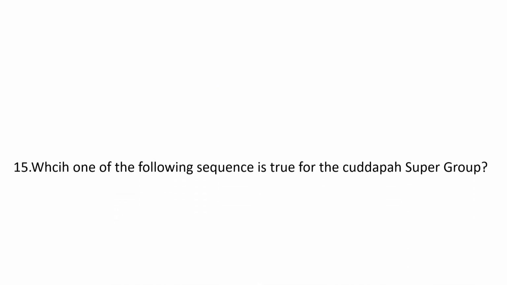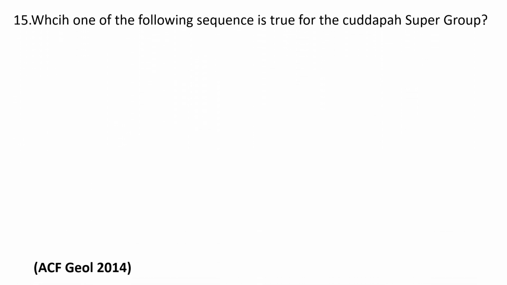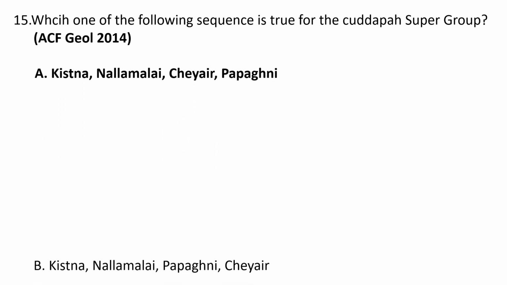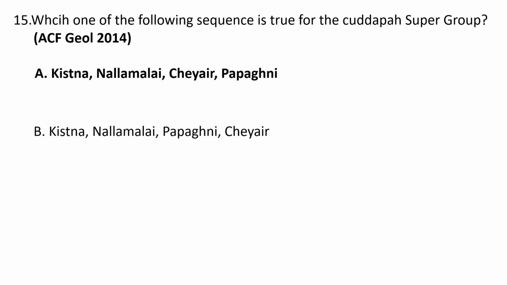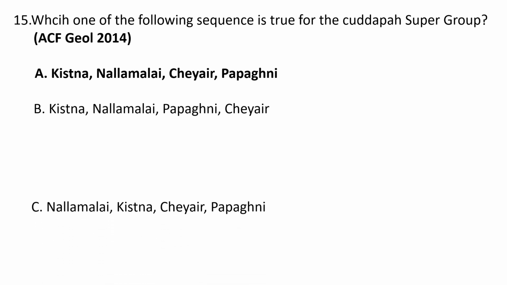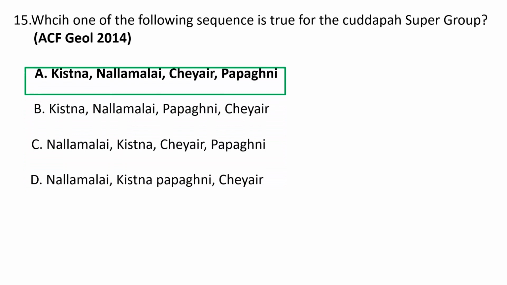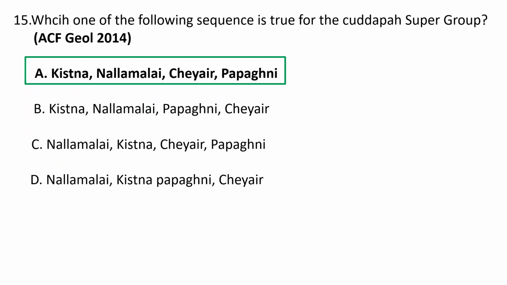Next question. Which of the following sequences is true for the Kadapa supergroup? A. Krishna, Nallamalai, Cheyyar, Papagni. B. Krishna, Nallamalai, Papagni, Cheyyar. C. Nallamalai, Krishna, Cheyyar, Papagni. And D. Nallamalai, Krishna, Papagni, Cheyyar. So the correct answer is A. Krishna, Nallamalai, Cheyyar, Papagni. This is the correct sequence of the Kadapa supergroup. A is the correct option.